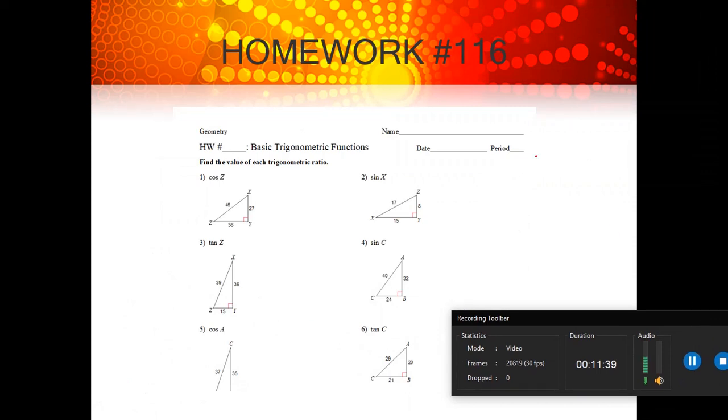Your homework that goes with this assignment is 116. It will say basic trig functions. I believe that it is two-sided, so make sure you flip it over and see that there's a back.